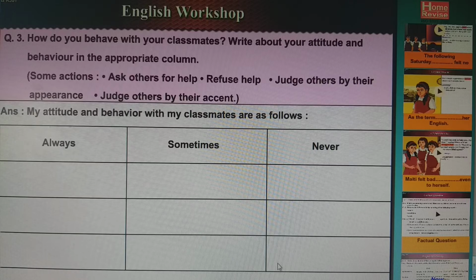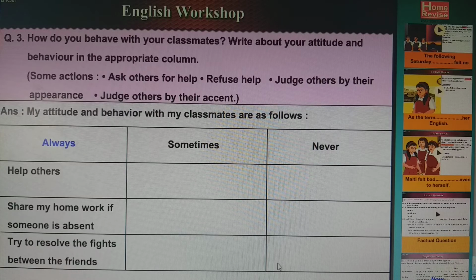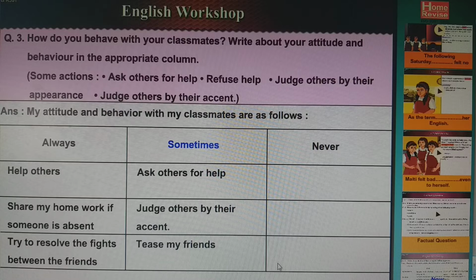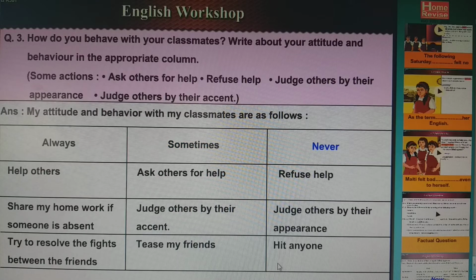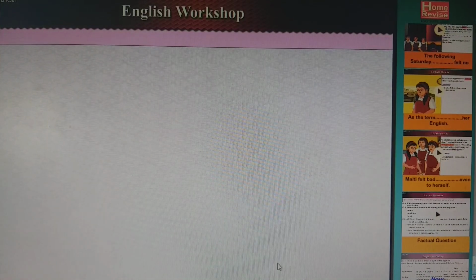My attitude and behavior with my classmates are as follows. Always I help, always I share my work. If someone is absent, I try to resolve the fight between them. Always I do this. Sometimes, now what sometimes? Sometimes I ask for others' help, judge others by their accent. Sometimes I tease my friends. Never. What do you never do? I never refuse help. I never judge others by their appearance. I never hit anyone.